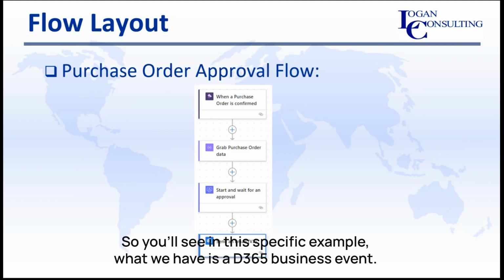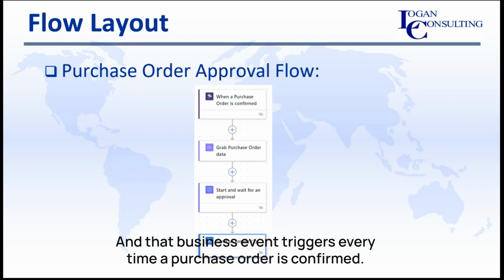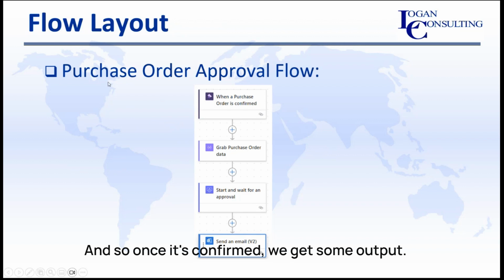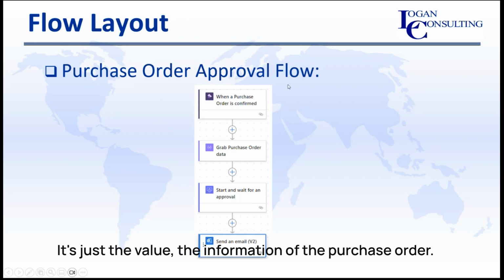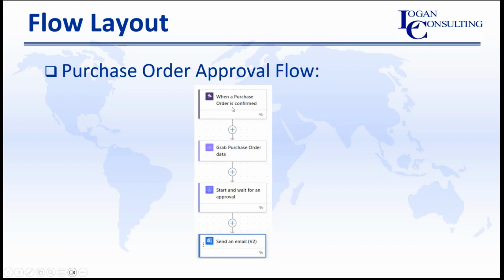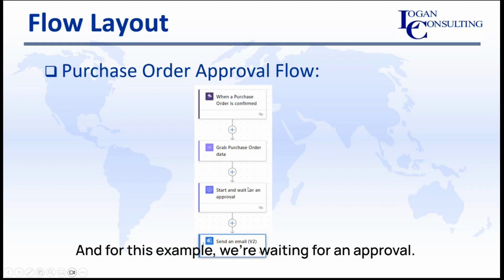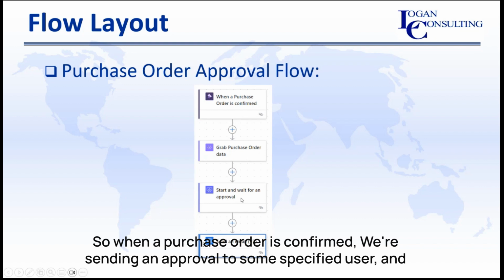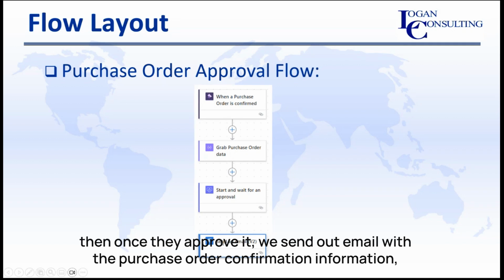So you'll see in this specific example, what we have is a D365 business event, and that business event triggers every time a purchase order is confirmed. Once it's confirmed, we get some output. It's just the value, the information of the purchase order. We grab that data and sort it into how we need it. For this example, we're waiting for an approval. So when a purchase order is confirmed, we're sending an approval to some specified user. And then once they approve it, we send out an email with the purchase order confirmation information.